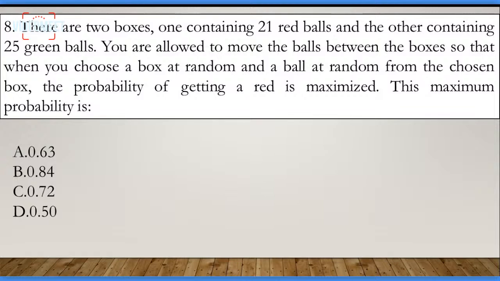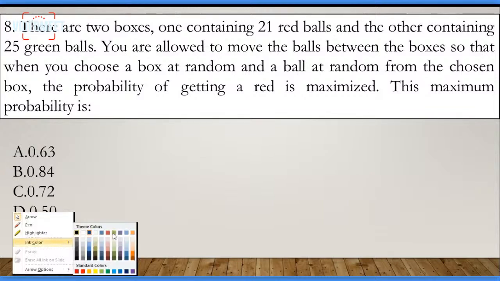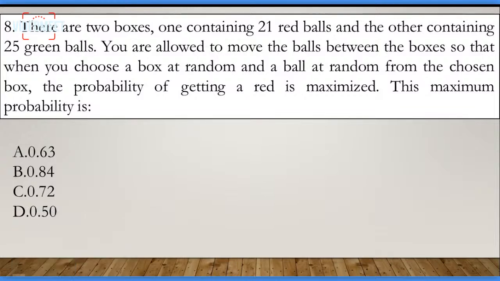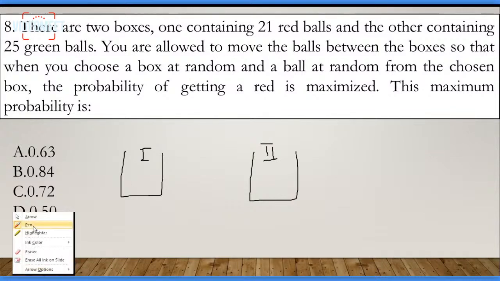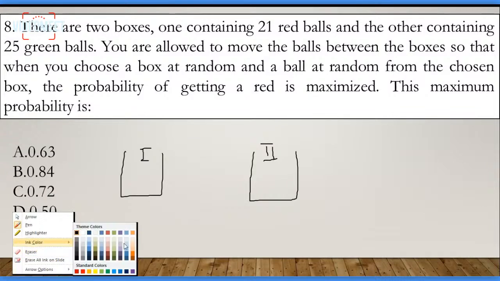Is it visible to everyone? Okay. The question is, there are two boxes, one containing 21 red balls. That means there are two boxes. The first one is this, and the second one is this. This is the first box, and this is the second box. And in the first box, there are 21 red balls.